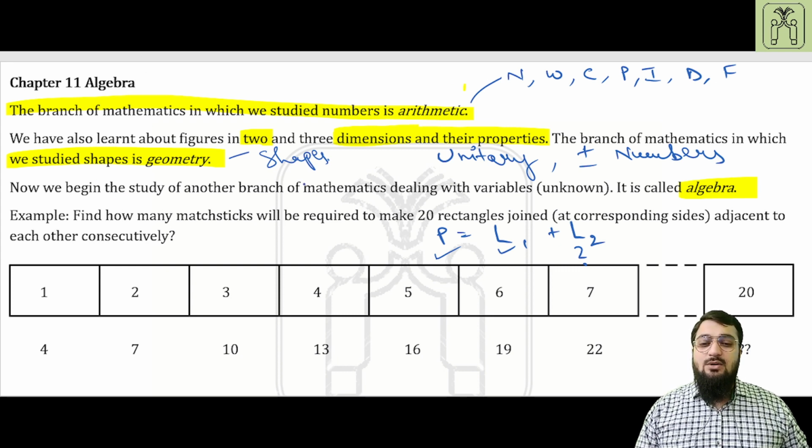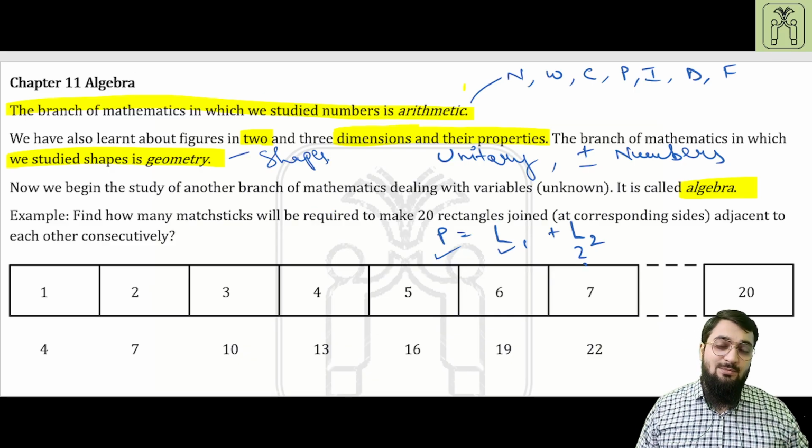Now we begin the study of another branch, that is algebra. Next is the thing which is given directly as an exam.